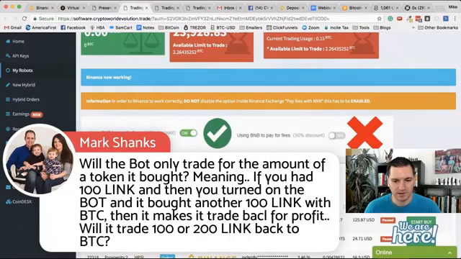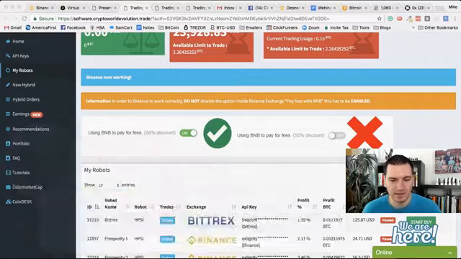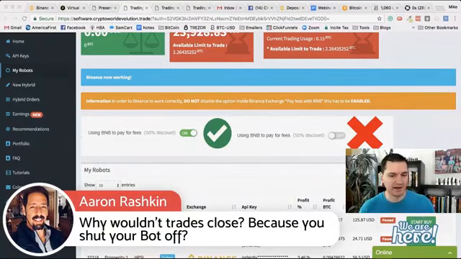Perfect, thanks. Why wouldn't the trades close? Because you shut the bot off. Like it didn't have time to close. You know what I'm saying? If the bot is running, it uses their algorithm and then it closes your trades at a profit. So if you shut the bot off, you are basically maintaining your coins. You're basically telling the bot, no longer do my account anymore.